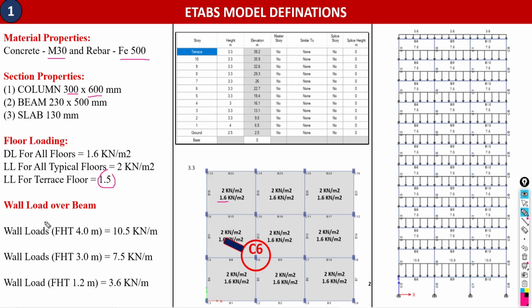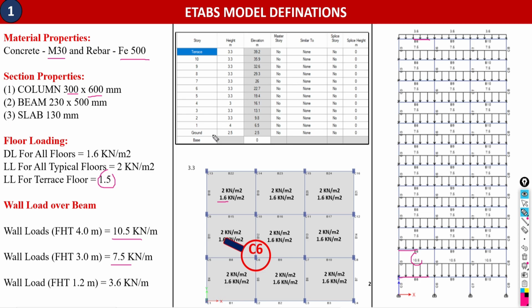And finally, the wall load on all the beams was assigned as 10.5 at a height of 4 meter. Wall load at all typical floors is 7.5. Wall load at the terrace level has been assigned as 3.6.